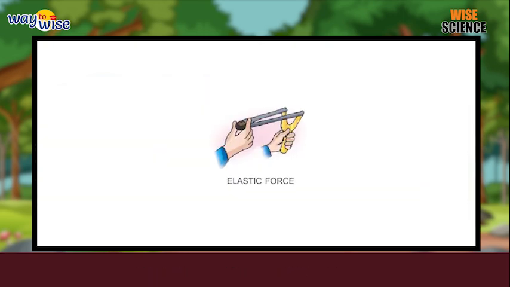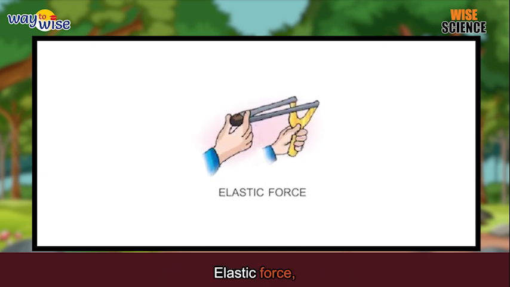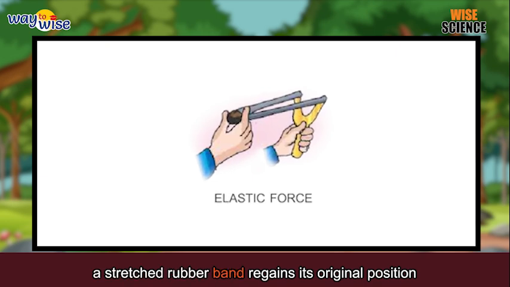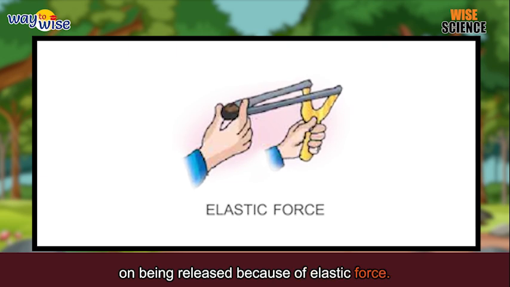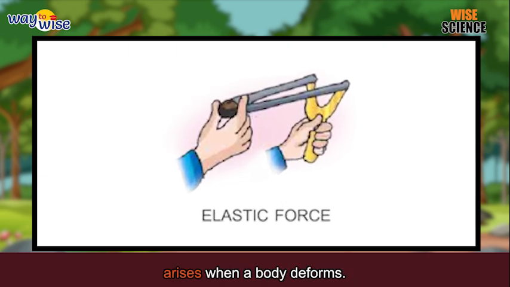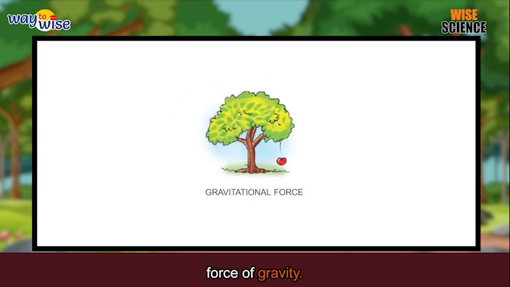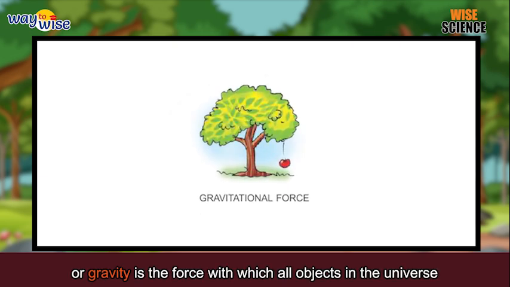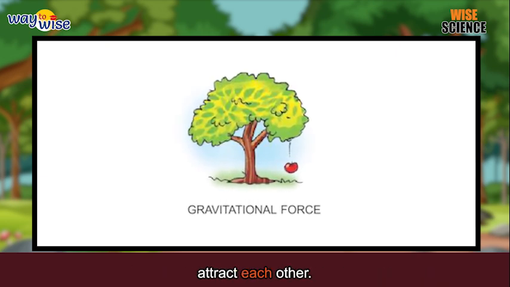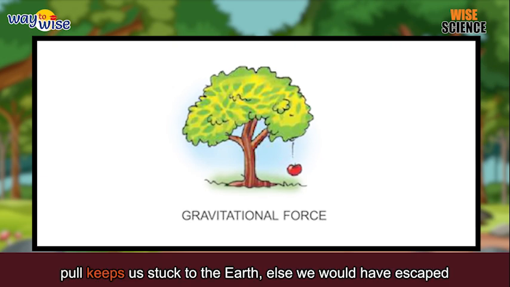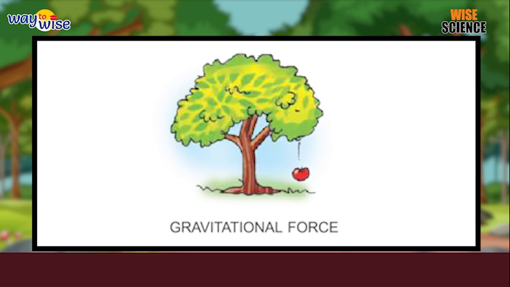Types of forces. There are different types of forces in nature. Elastic force. A stretched rubber band regains its original position on being released because of elastic force. Elastic force arises when a body deforms. Gravitational force, or force of gravity. The gravitational force, or gravity, is the force with which all objects in the universe attract each other. Gravitational pull keeps us stuck to the earth, else we would have escaped into deep space.